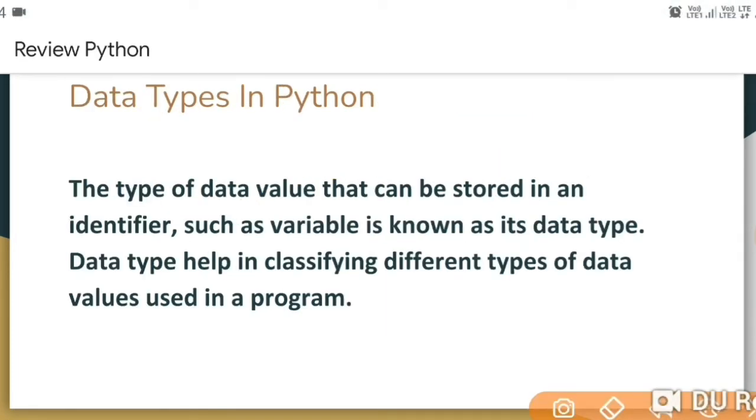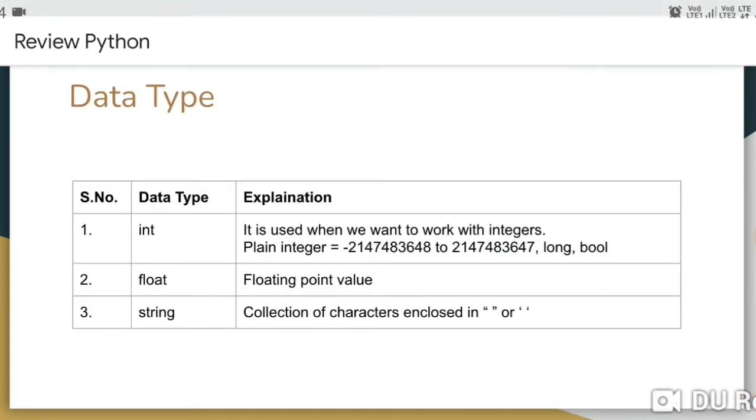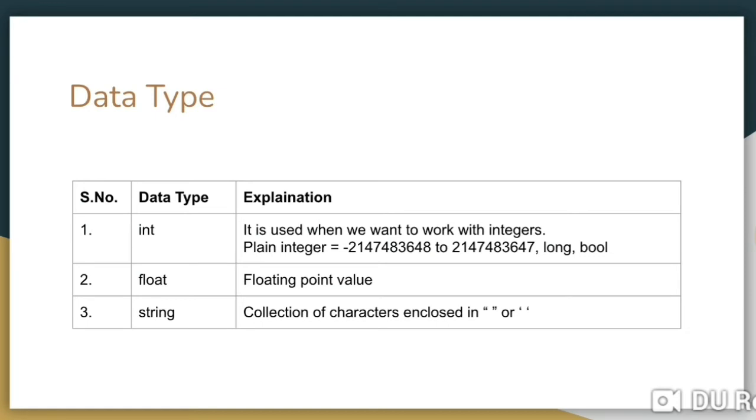The next topic is data types in Python. The type of data values that can be stored in an identifier, in which we can identify our data, such as a variable, is known as a data type. So data types help in classifying the different types of data values used in our program. Got it?